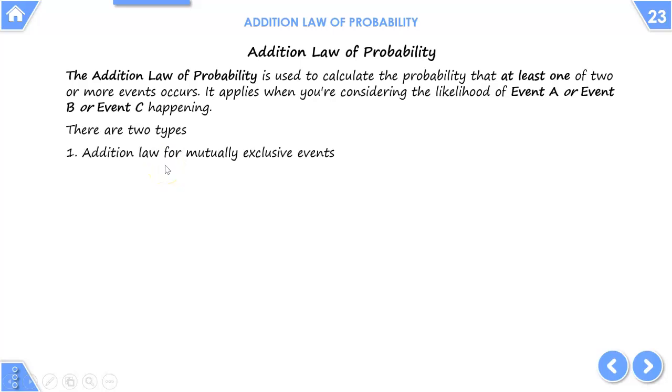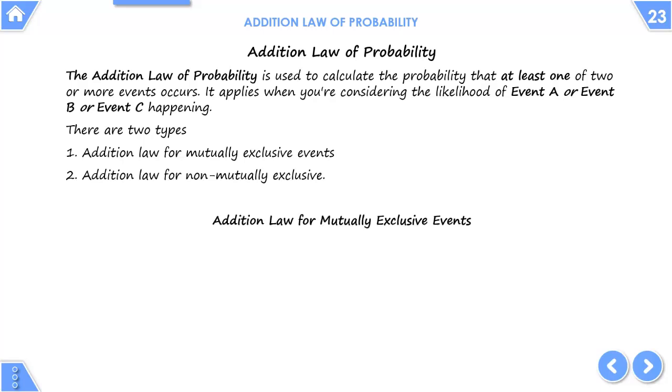Now, there are two types. We have the addition law for mutually exclusive events, and the addition law for non-mutually exclusive events. The addition law for mutually exclusive events is used to calculate events that cannot occur at the same time. Can you understand the word mutually exclusive? It can't happen at the same time, like they don't exist on the same grounds.